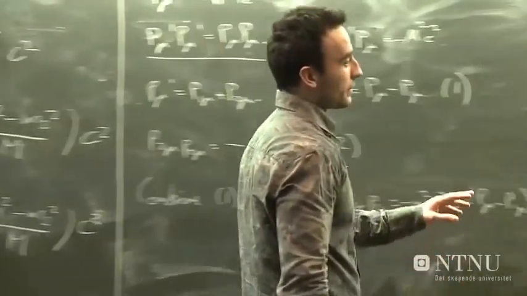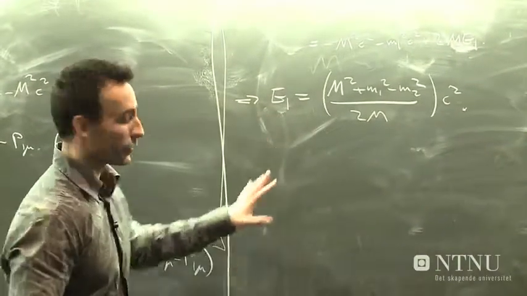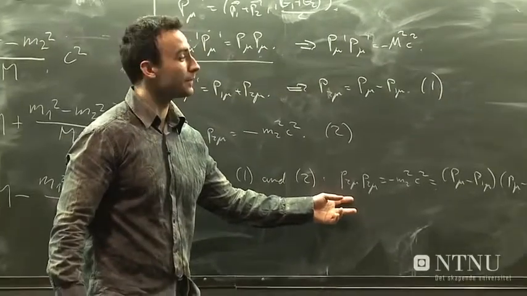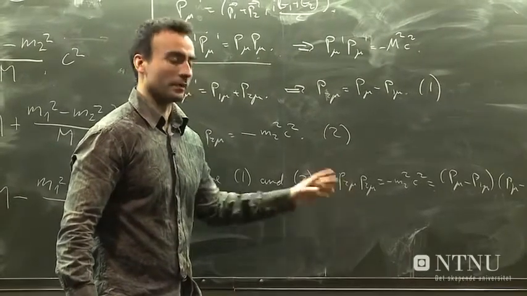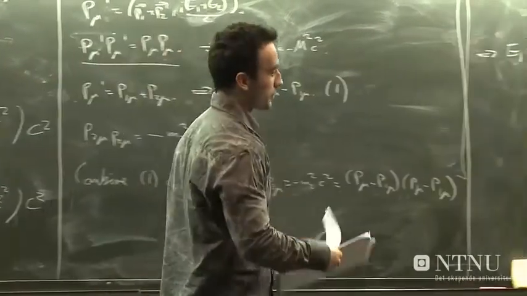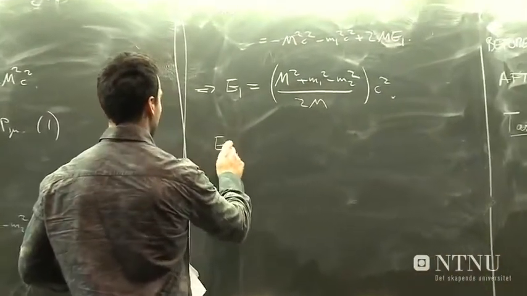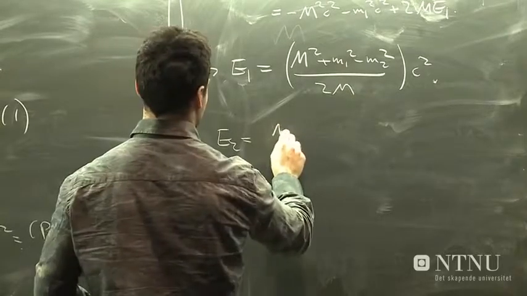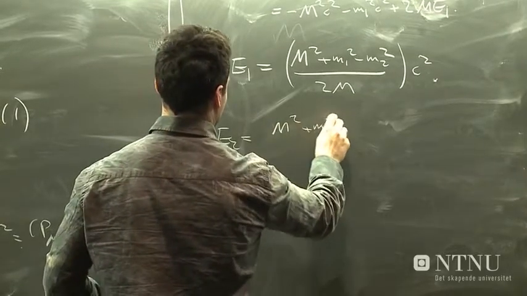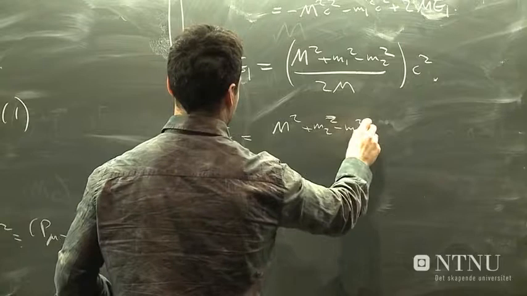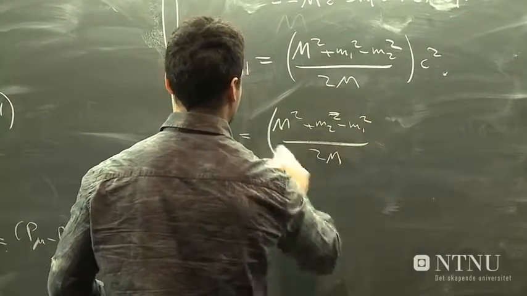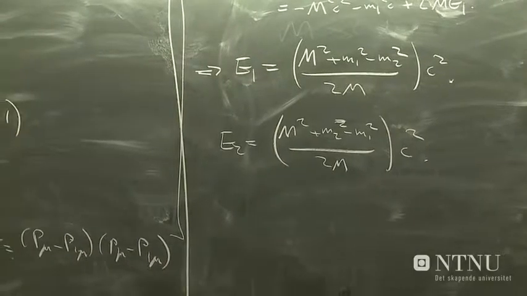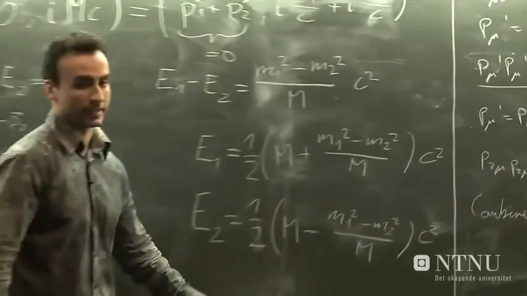Now I could derive this result for E2 by considering the square of P1 mu instead. But I could also argue from symmetry reasons that I should be able to obtain E2 simply by interchanging the masses here. So we should have this, which agrees with this equation here.